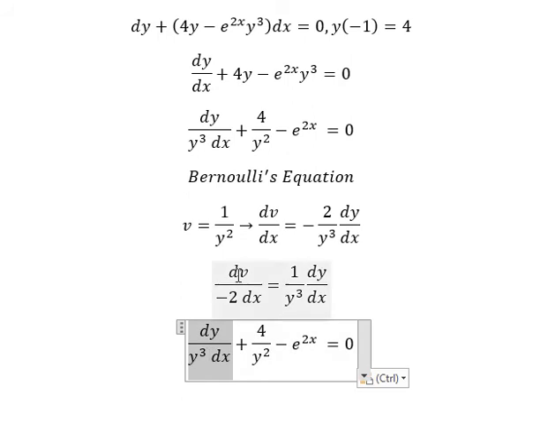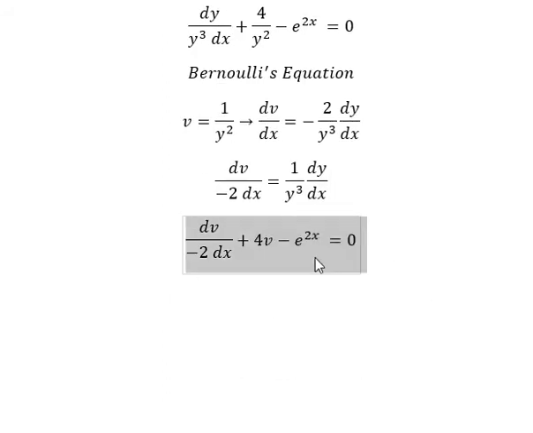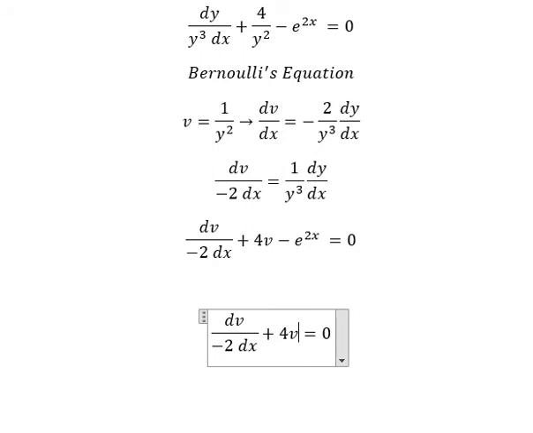So this one in here, that's about this one. This one in here, that's about v. So we have 4v. Next, I will put negative e to the power of 2x go to the right. I will multiply both sides by negative number 2.